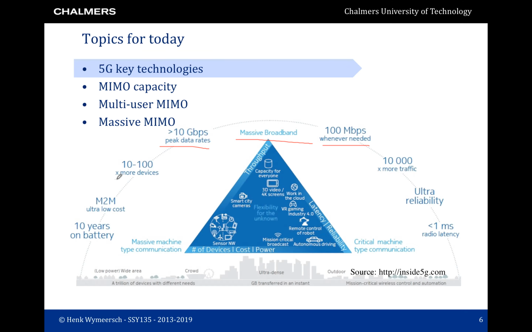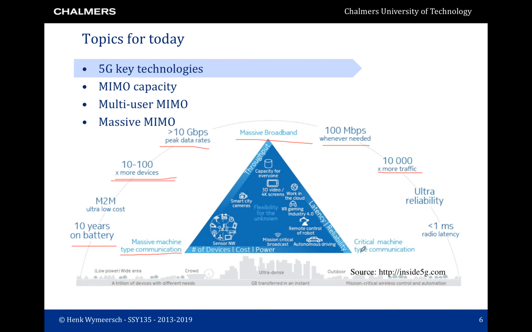We will also support many more devices and much more traffic. However, massive broadband is just one of the areas. There are also two others. One is massive machine-type communication, for instance for sensor networks and Internet of Things. Here the focus is also on having many more devices, but more specifically on low power consumption.